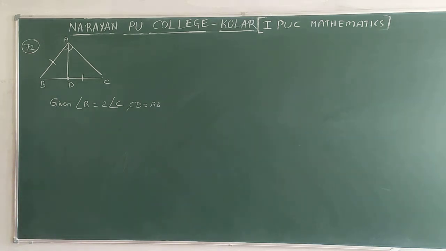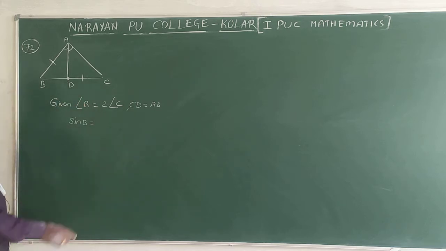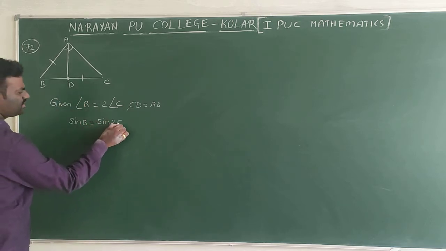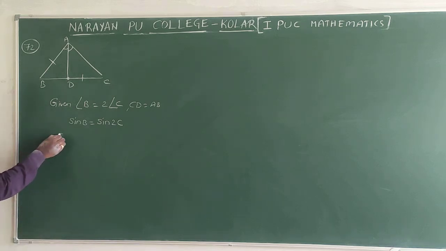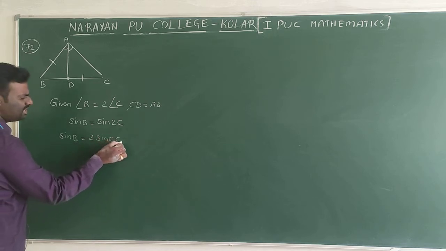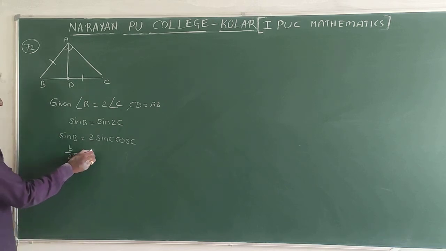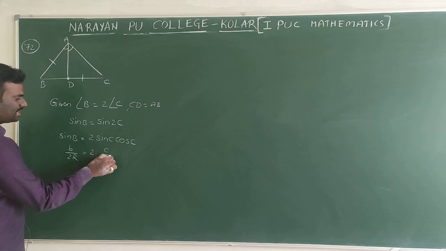First, according to this, I can apply sin on both sides. Sin B is equal to sin 2C. Now sin B is equal to sin 2C, you can write 2 sin C into cos C. Now this sin B, see, according to sine rule, b by sin B equals 2R. Sin B can be written as b by 2R, that equals 2 into sin C, which can be written as c by 2R.